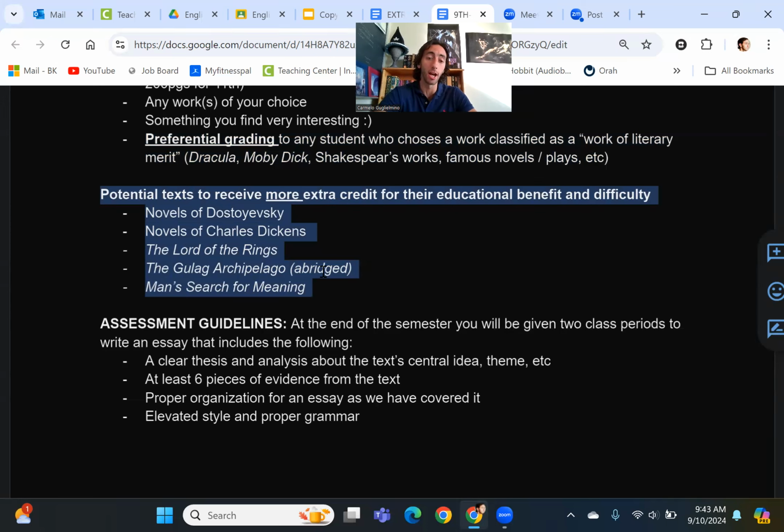And Man's Search for Meaning, which, by the way, is under 150 pages, so I still allow students to use this one for extra credit. It's a very short work, but it's an extremely useful work, especially for students who are struggling to find meaning in their lives. So I really encourage you to try that one and get even more extra credit points, okay?